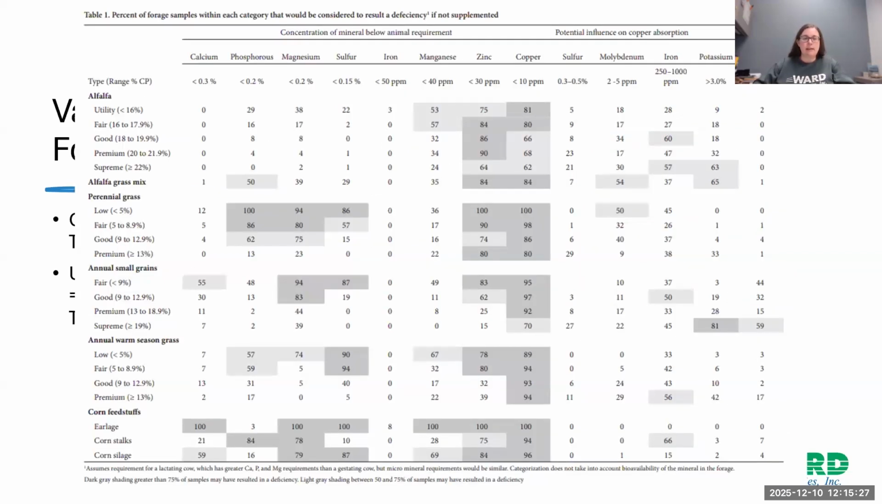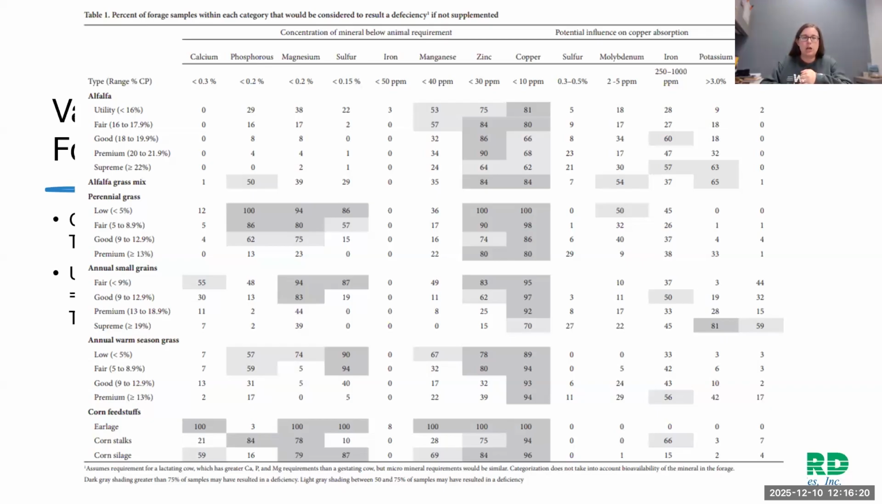And then this is kind of the same thing. This is a paper from Nebraska beef using our data. And the point of this is, the gray shaded boxes are minerals that need supplementation in various forages at various forage quality levels. So we have alfalfa, we have perennial grass, annual small grains, warm season grasses, and corn feedstuffs as well. And it was which ones are deficient in the forage if we were feeding a 1,200 pound, I believe it was lactating beef cow. I don't recall. But the point is you can see most forages, and it's going to align with your sheep and goat requirements as well.